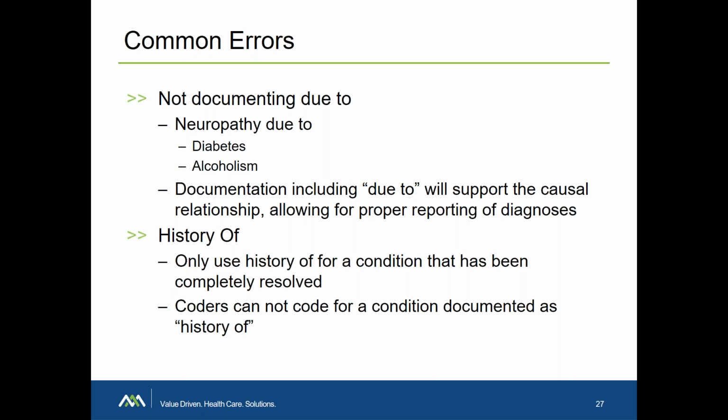Some additional common errors, not documenting due to. So if a patient has neuropathy and it's due to diabetes or due to alcoholism, we need to make sure that we are documenting that relationship so that we are able to code to the most specific code possible to ensure that we are eligible for an HCC assigned diagnosis. History of is another one that is commonly misdocumented. This should only be used for a condition that has completely resolved. Coders cannot code for a condition documented as history of.